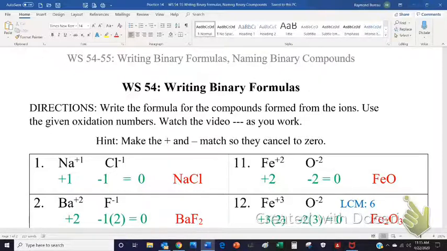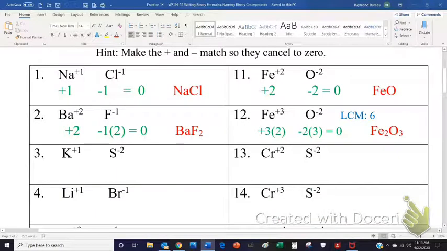So I'm going to go ahead and scroll down a little bit. As you see, question number 1 says sodium +1, chlorine -1. Well, remember the oxidation number +1 means that atom is going to give away one valence electron. Chlorine has -1, that atom will take that one valence electron. And that is why you see the +1 for sodium and the -1 for chlorine.